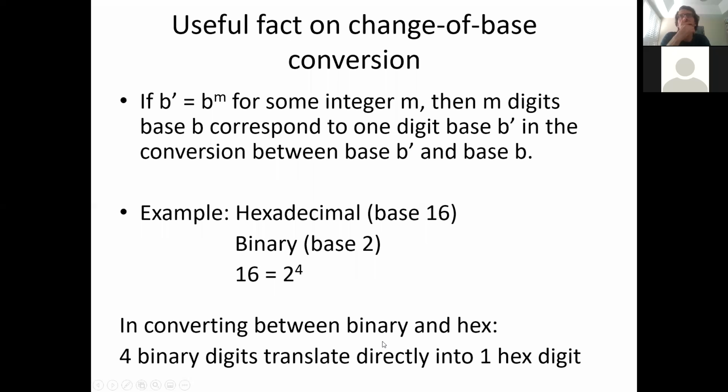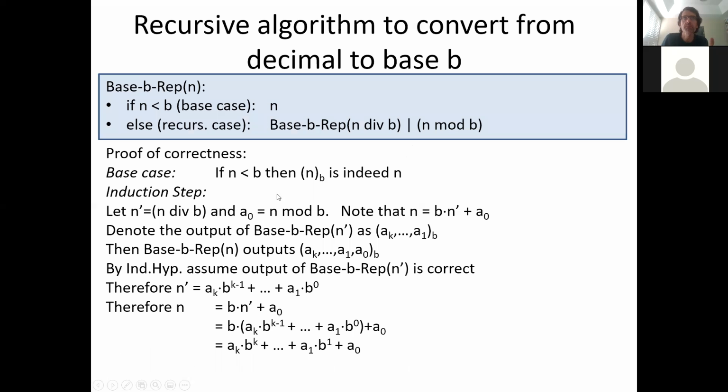Okay, some shortcuts here. So now you can go from any representation to decimal. That was the first few slides. Now with this recursive algorithm, you can go from decimal to any base. So you basically can go from any base to any base, right? Because you can go to decimal and then from decimal to the target base. But sometimes you don't need to.